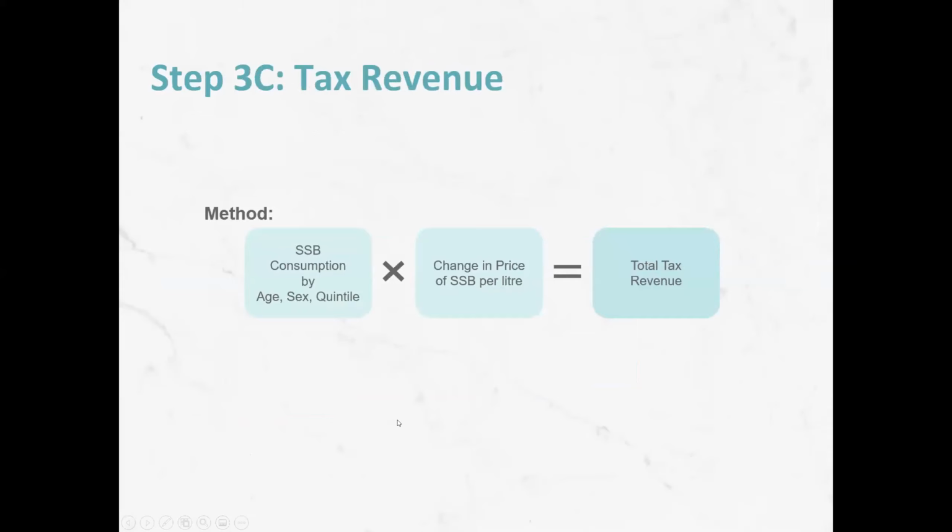And lastly, we calculated the tax revenue, which is just the new SSB consumption multiplied by the tax that they're collecting, gives us the total tax. Now let's look at the results.